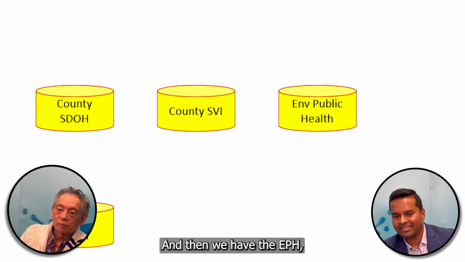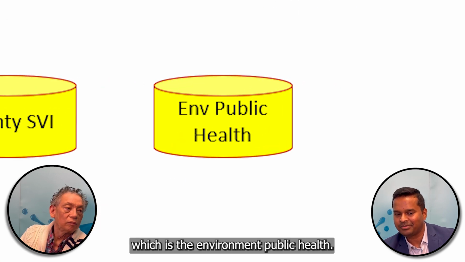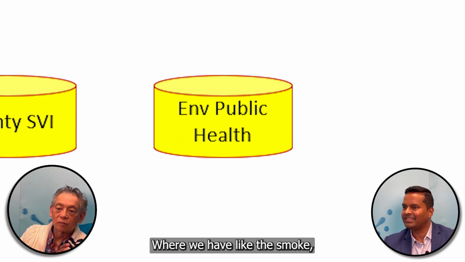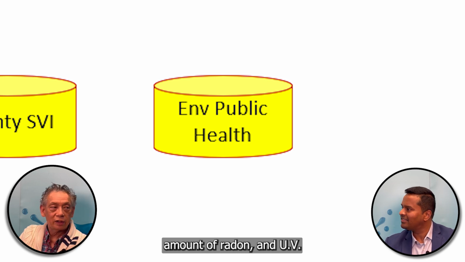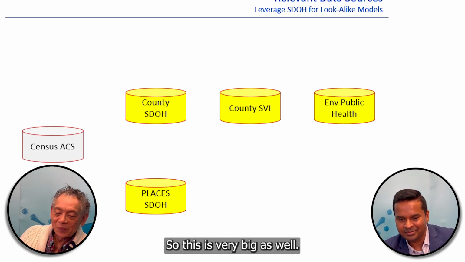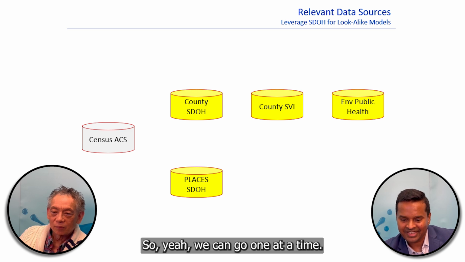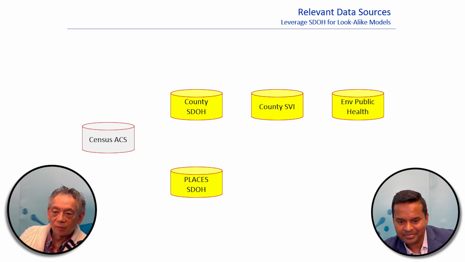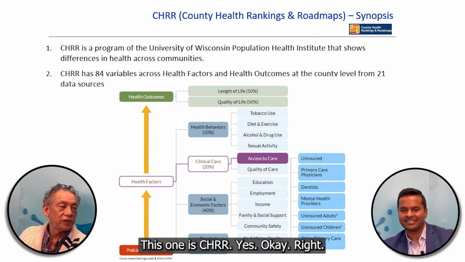And then we have the EPH, the Environmental Public Health, where we have the smoke, amount of radon, UV. Exactly. Right. So this is really big as well. So yeah, we can go one at a time. We'll take a stab at the County Health Rankings. This one is CHRR.